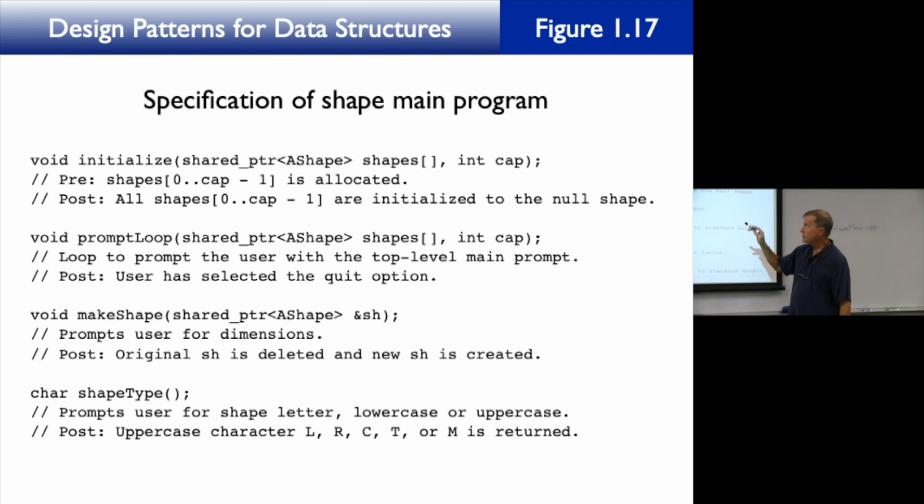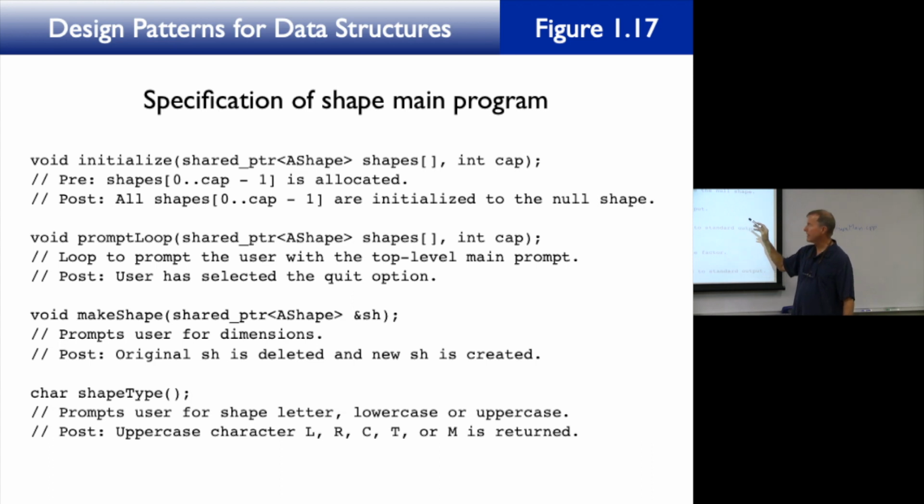And then shape type, what does shape type return? What type does it return? A character, a single letter. So remember whenever we said all the prompts were letters and you type a letter? So it prompts the user for a shape letter, lowercase or uppercase. The postcondition is that it returns the uppercase character: L, R, C, T, or M. So L was what? Line, R was rectangle, C was circle, T was what? Mystery shape?